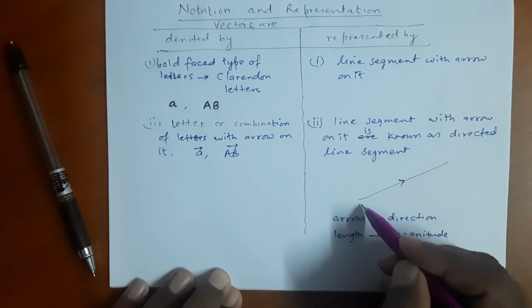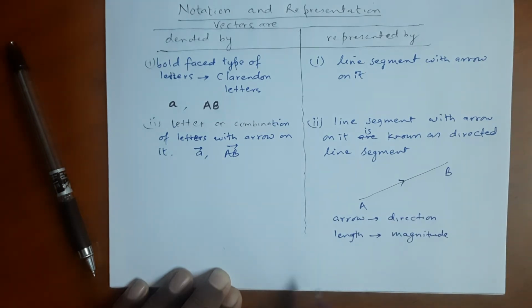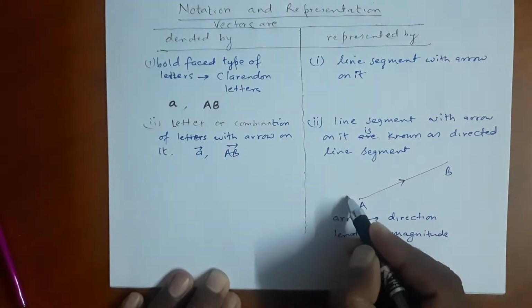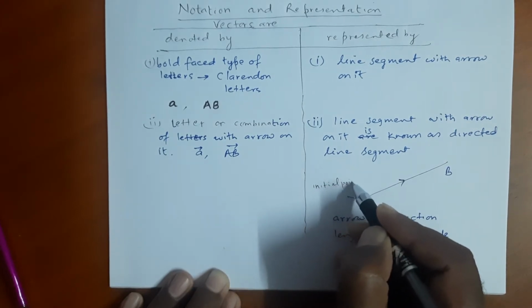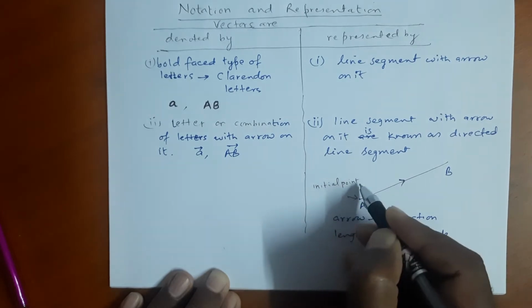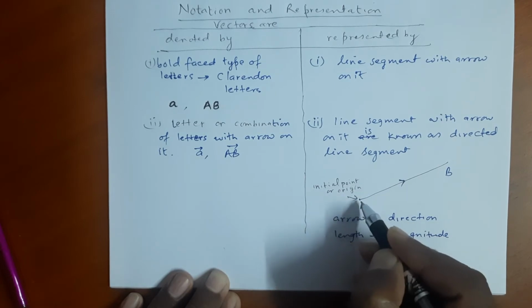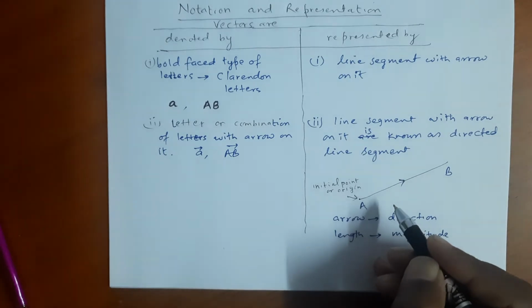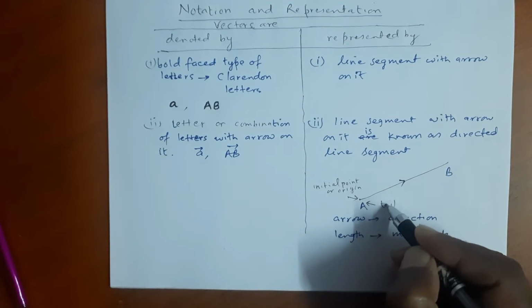That means we can suppose this is A and this is B. Its direction is from A to B. Clearly this arrow shows the direction, and this starting point is called the initial point or origin. It is called the starting point. The initial starting point is known as the initial point or origin, and it can also be called the tail of the vector.